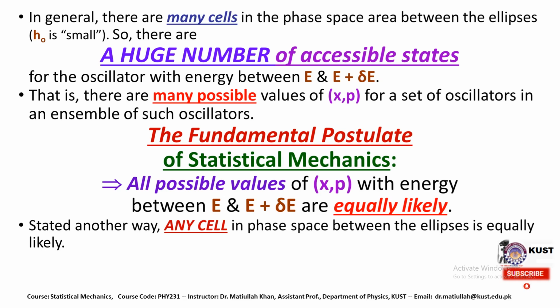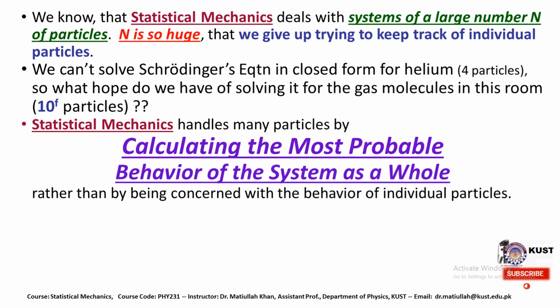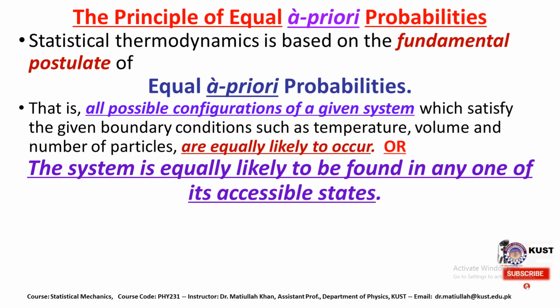So the fundamental postulate of statistical mechanics is again the same, but it is a bit changed for this particular configuration, and its statement will be that all possible values for position and momentum with energy between E and E plus del E are equally likely; their probability is equal to each other. So this starts with any particular configuration when we have a phase space, that is the space of position and momentum, and we want to measure that. From that we can calculate the most probable behavior of a system as a whole. So again we can use the concept of equal probability, and from that we can find all the accessible states.